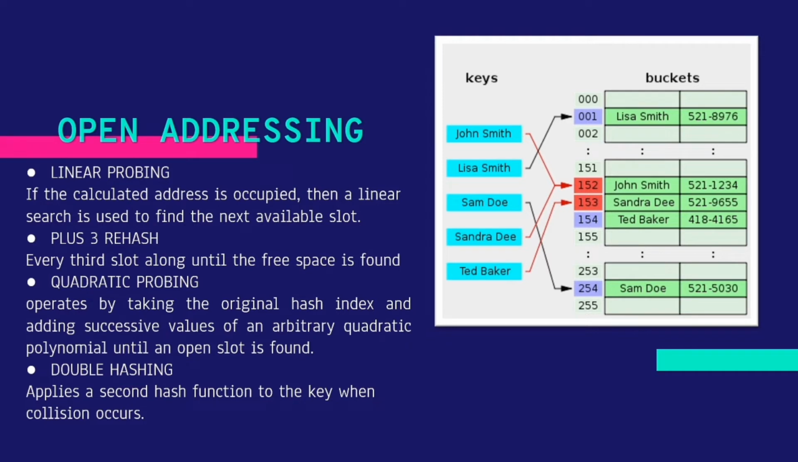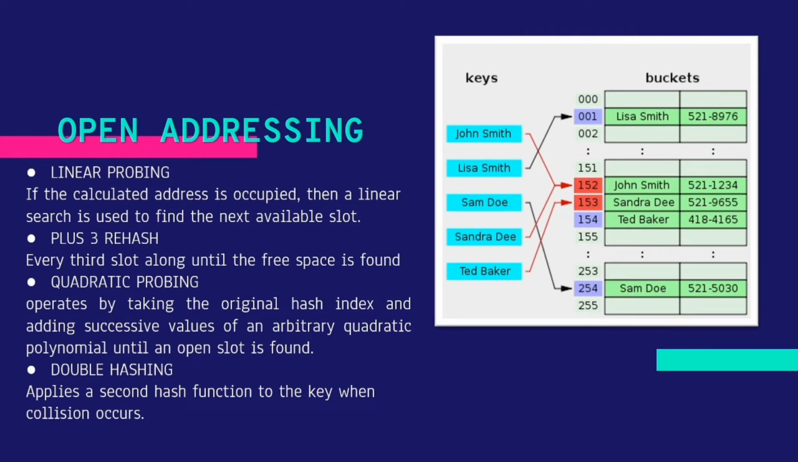Sam is at 254. Sandra D, here a collision will occur because she has the same index as John Smith. What happens there is a linear search will be performed to find the next available slot. Since it's already occupied by John Smith, Sandra D goes to the next slot, which is not yet occupied. Okay, so next, Ted Baker. His computed index is 153, but it is already occupied by Sandra D. So what will happen is a linear search will be performed to find the next available slot.